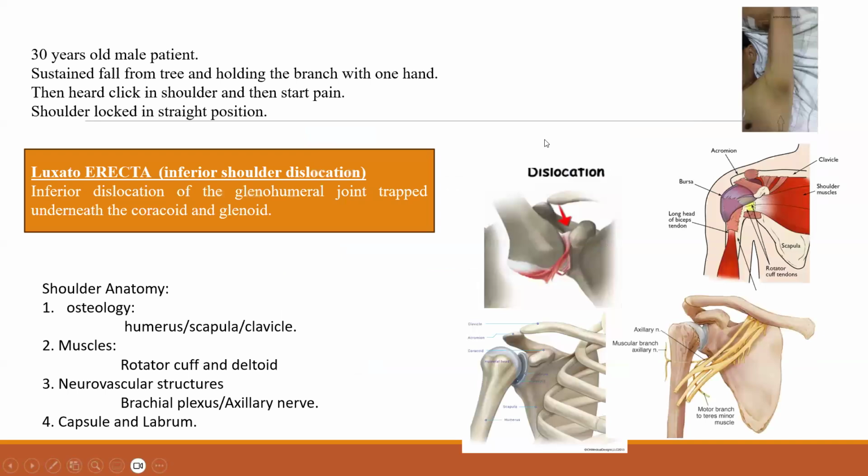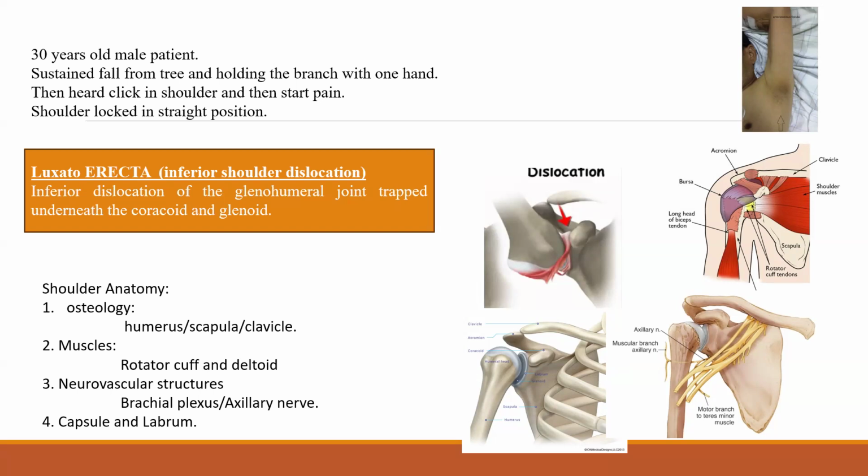So this is in continuation of the previous three classes where we have done anterior shoulder dislocation, recurrent shoulder dislocation, and also posterior shoulder dislocation. So in continuity with the previous three classes, today is the last class of shoulder dislocation.